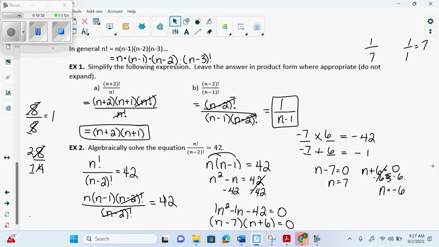So let's look at this one. If I take the 7 and plug it back in, I'm going to do a check below it. I would go 7 factorial over 7 minus 2 factorial equals 42. And that's true because this will be 7 factorial over 5 factorial. The 5s will cancel off and I'll be left with 7 times 6. So 42 equals 42. So I checked it, it's good. Right?